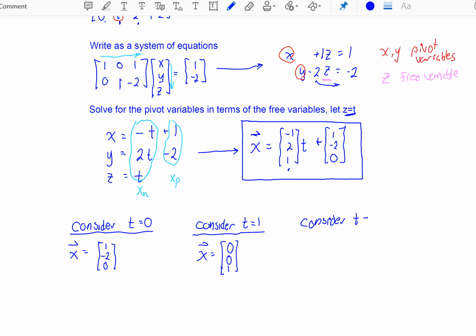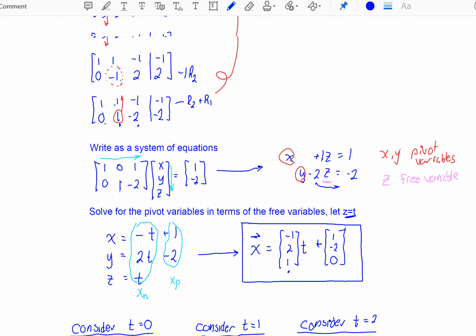If we consider t equals 2, then our vector x will look like this: 2 times -1 is -2, plus 1 is -1. 2 times 2 is 4, minus 2 is 2. 2 times 1 is 2, plus 0 is 2. This should also be a solution. So negative 1, 2, 2.